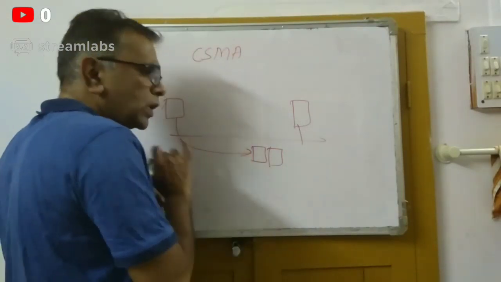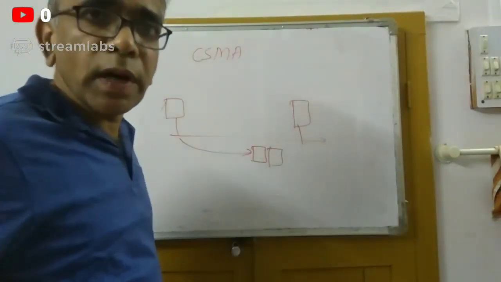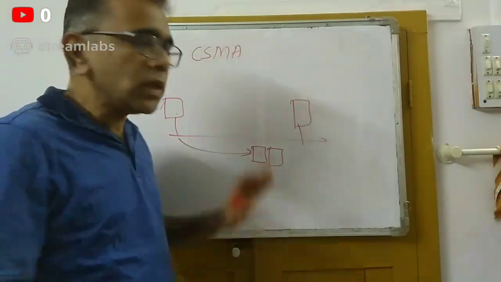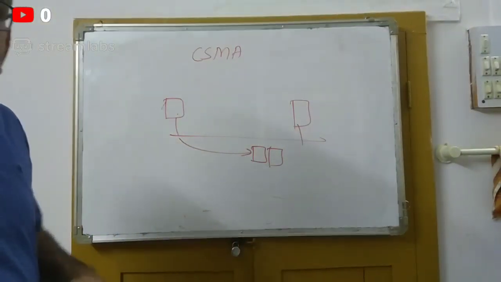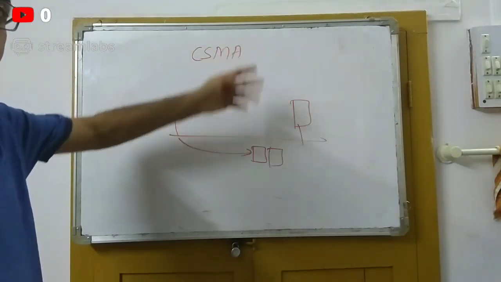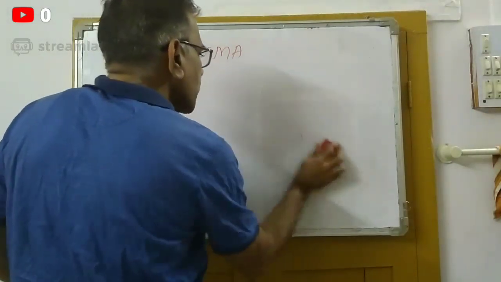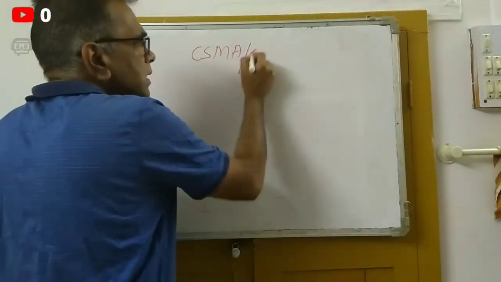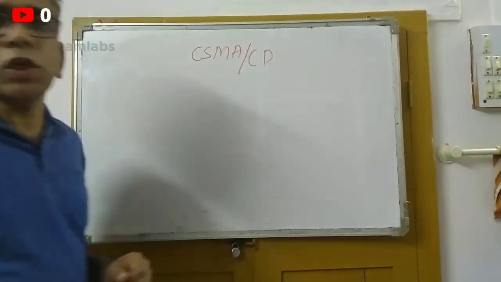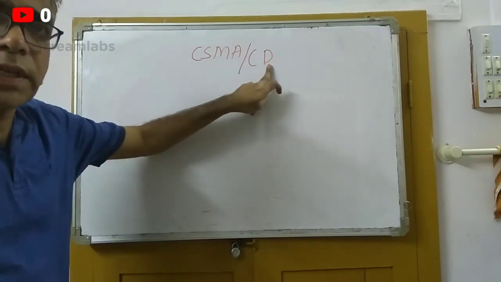The moment the collision gets noticed by any of the stations, instead of pushing the remaining part of the frame, they should back off from the transmission. This will save the time of the medium, as well as help us to detect or resolve the collision problem as early as possible. That is why we are adding an additional quality to the station, that is collision detection. So, carrier sense multiple access collision detection technique.